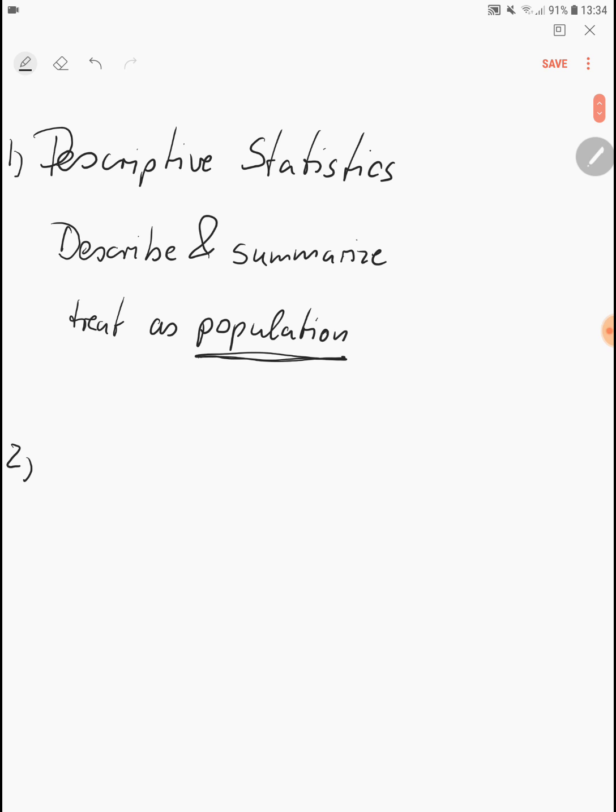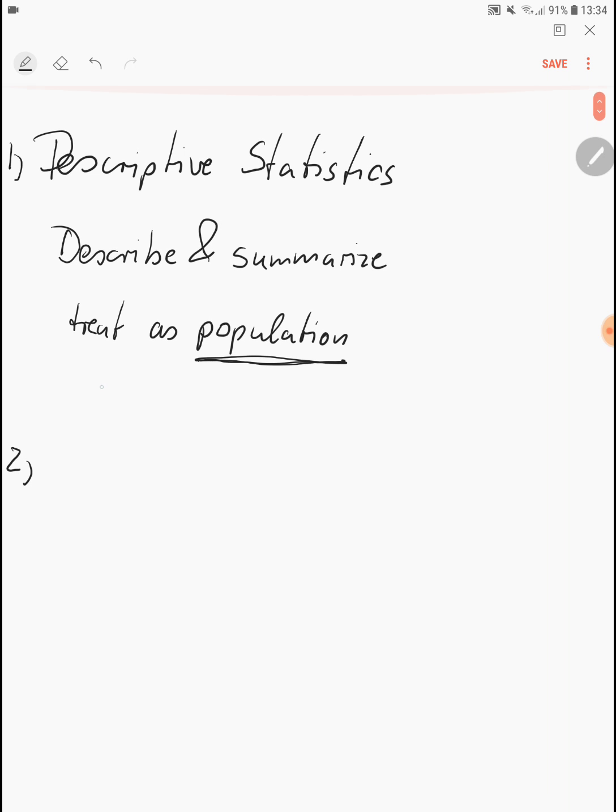And a typical characteristic of descriptive statistics is that we have all the data that we are interested in. All the data. The second kind of statistics that we are dealing with is inferential statistics.